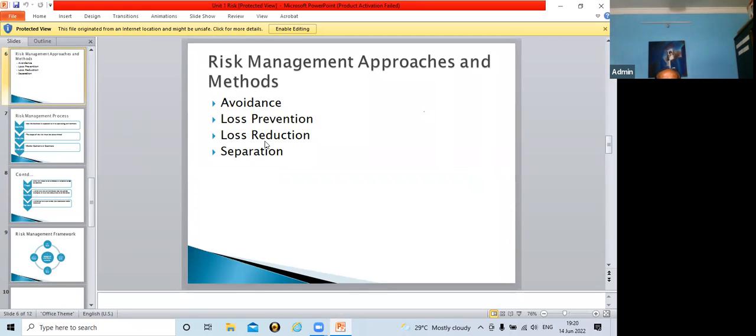A stitch in time saves nine. It means if you pay attention at a proper time, then further loss can be avoided. That is known as loss prevention.